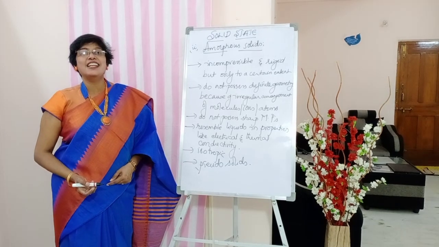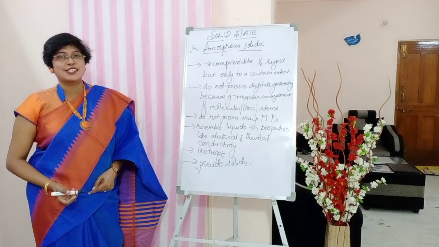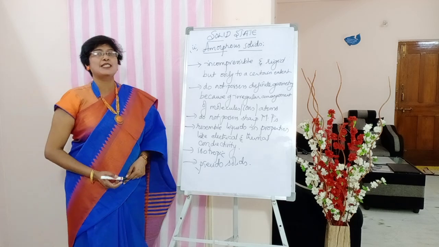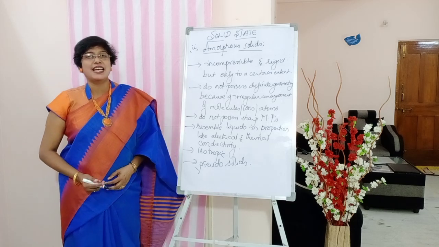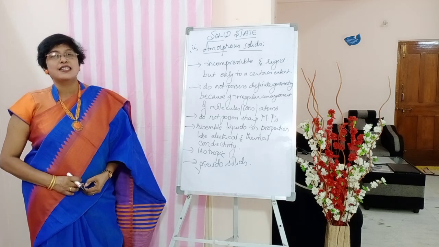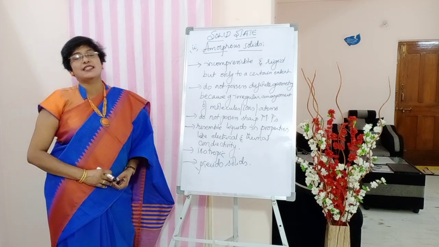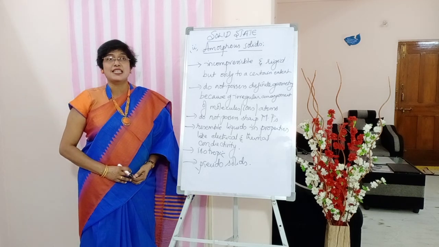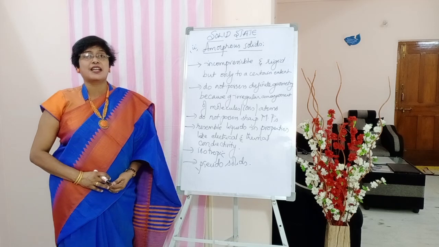So second one is amorphous solids. Now, what is the difference between crystalline solids and amorphous solids? Students, you know there are few solids like some plastics, few plastics, glass, rubber and all.